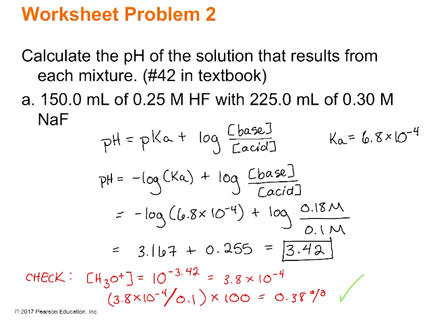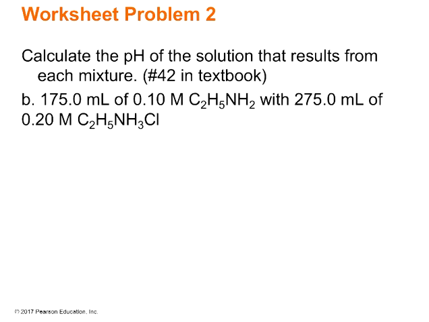Okay, now for part B, this one is a little bit trickier. Because we don't have an acidic buffer solution, we have a basic buffer solution. So again, in this one we have 175 milliliters of 0.1 molar ethylamine, which is a base, and it's a weak base. And that's mixed with 275 milliliters of 0.2 moles per liter of the conjugate acid.